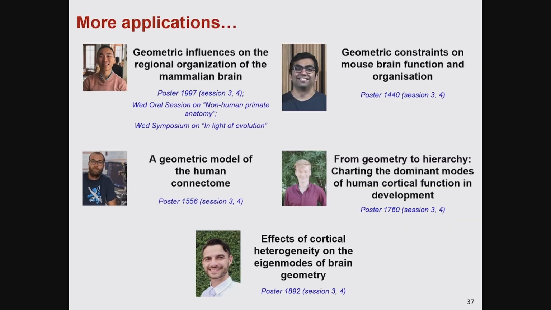And these are just examples of what we are currently doing in the lab, so make sure to visit these four people, who are developing a lot of these techniques in a variety of contexts, from connectomes to development, and so on and so forth.